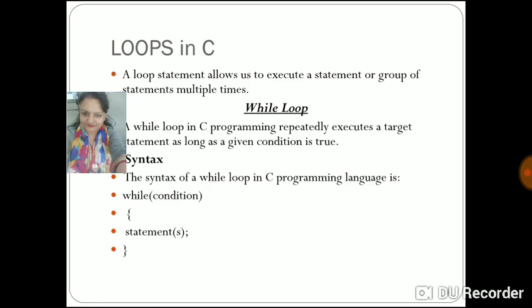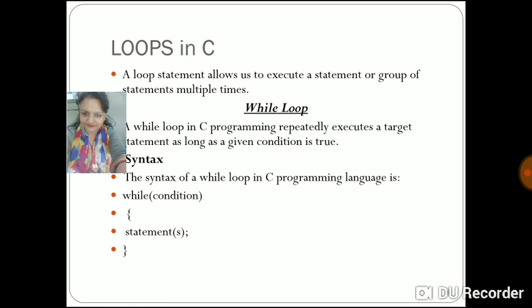Then what are loops in C? Basically, what is a loop? A loop is the continuous repetition of particular same statements based on a condition. So a loop statement allows us to execute a statement or group of statements multiple times. That is very important: multiple times.